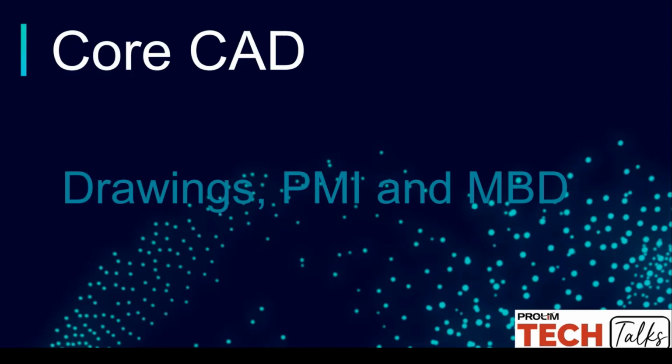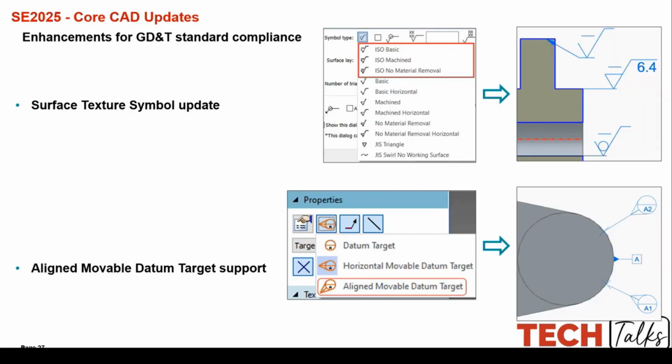So next we'll move on to some core enhancements to the drawing and PMI environments. Surface texture symbol updates have been enhanced, with enhancements for GD&T standard compliance. The surface texture symbols have been updated to ISO 29920-1, which was released in 2021. Now these symbols will be easily accessed from the drop-down to comply with the updated ISO standard.